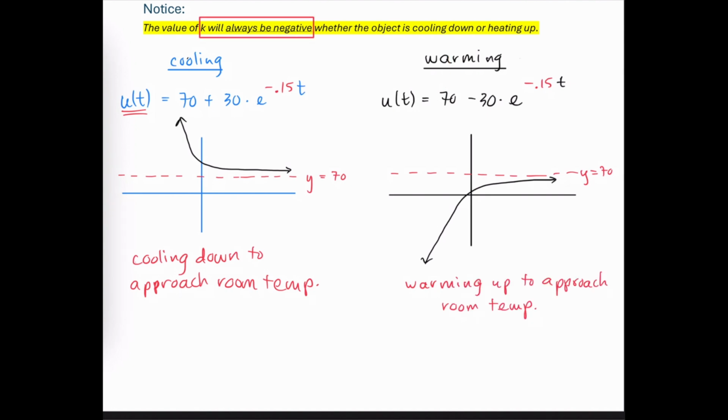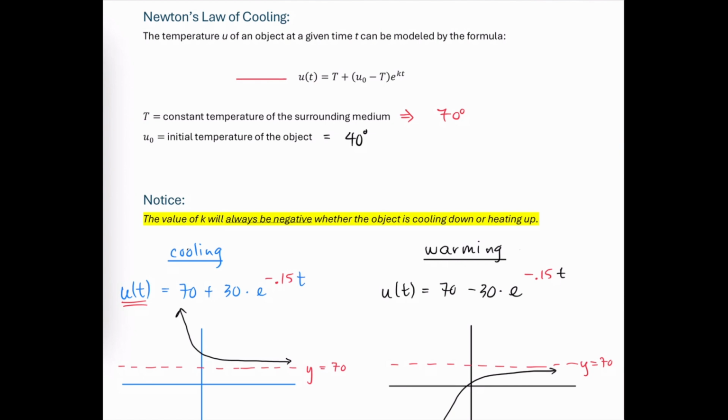And again, we had a k value in our equation that was also negative. So when we're looking at a Newton's law of cooling application, we can expect the value of k to turn out to be negative in both of these scenarios, if the object is cooling down or if the object is warming up.